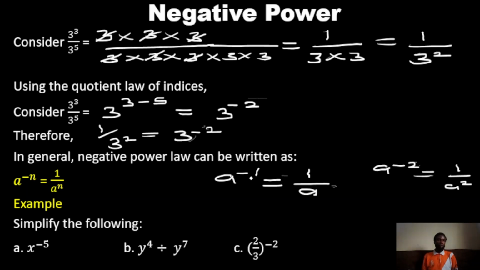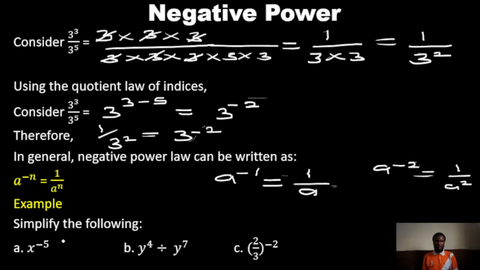So whenever you have a negative power, it's going to be 1 over the base raised to the value of n, which is 1 in this case, and the value of n is 2 in this case. So generally, when you have a negative power, it means the inverse of that base. So a raised power of minus n equals 1 over a raised power of n, where n is a positive integer.